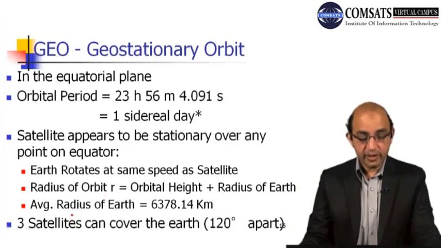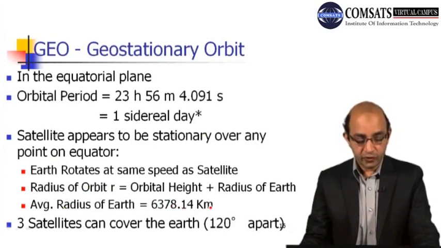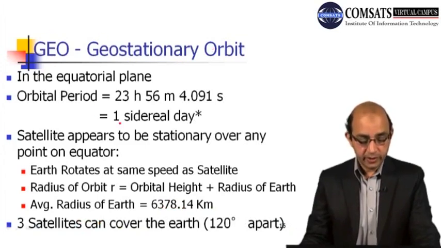So the radius of orbit r is equal to orbital height plus radius of the Earth. So you can calculate the radius of the orbit where the satellite is moving around, and then the average radius of the Earth, we all know that it's 6378.14 kilometer. So if we talk about the geostationary orbit, 3 satellites can cover the Earth, right? Because they are separated by 120 degrees.